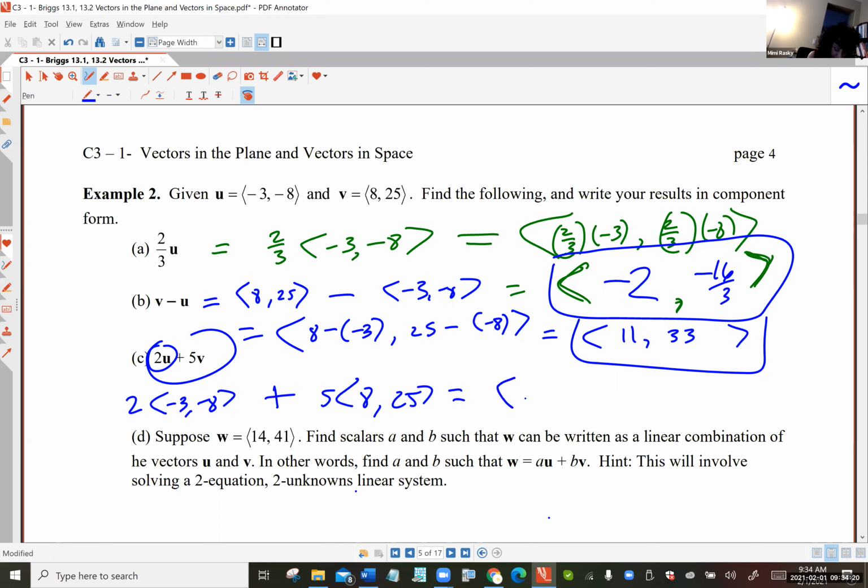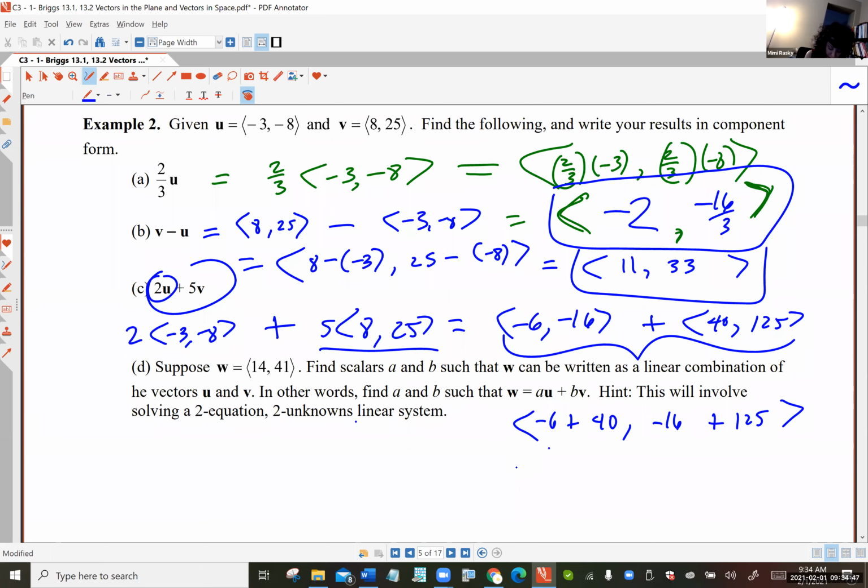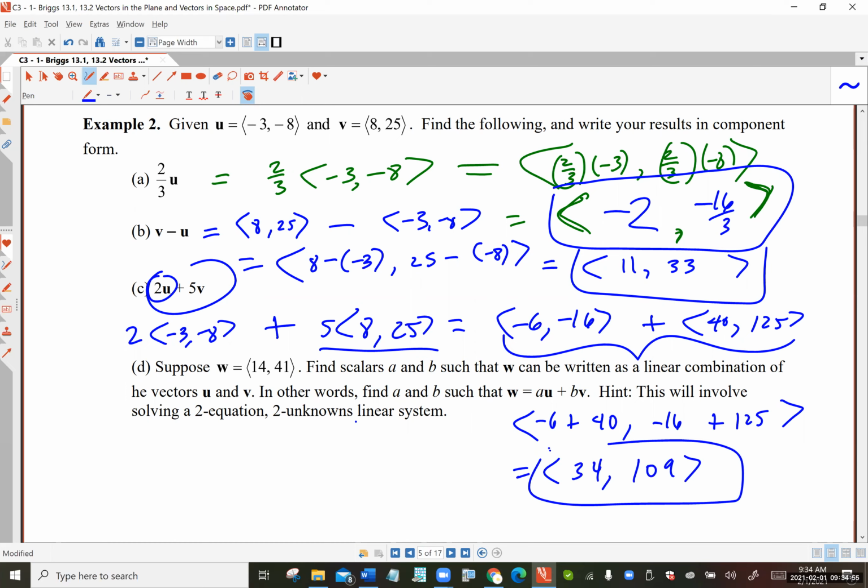If you were doing this in slow motion, this would be an intermediate step. When I do the scalar multiplication first, I'll get -6, -16. And then when I distribute the 5, I'm going to get the vector 40, 125. Now I can do the sum of these two. I'll get -6 plus 40 as the first component, and then -16 plus 125 as the second component. Then I do some more arithmetic. Did we get 34, 109? Yes.